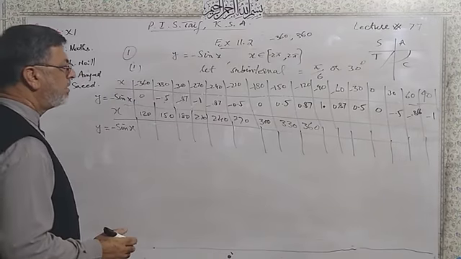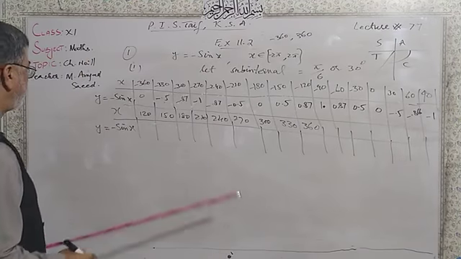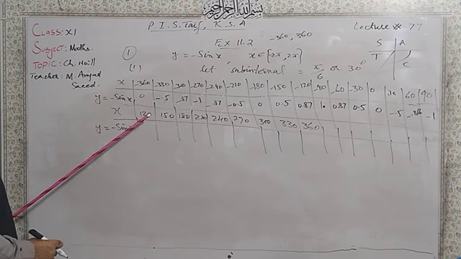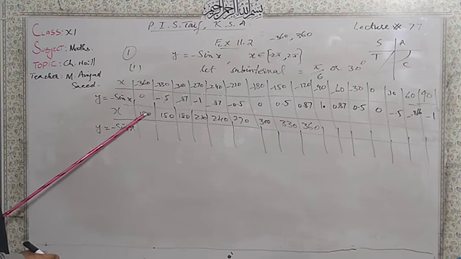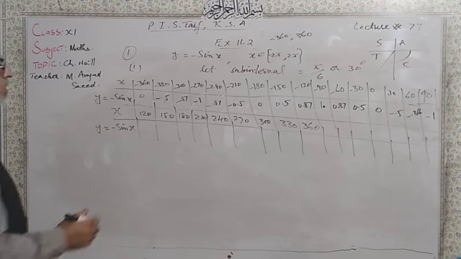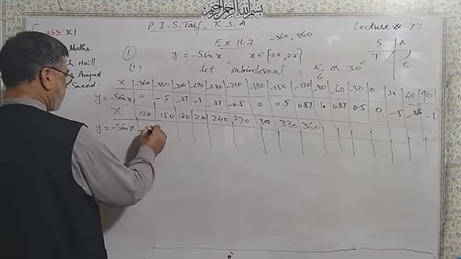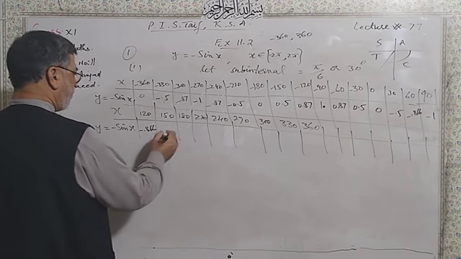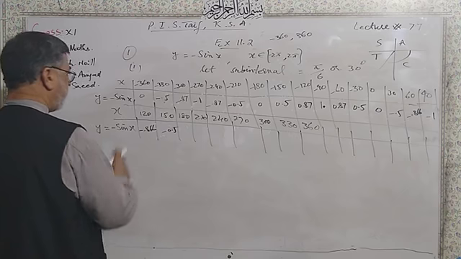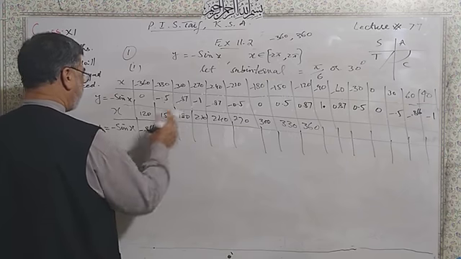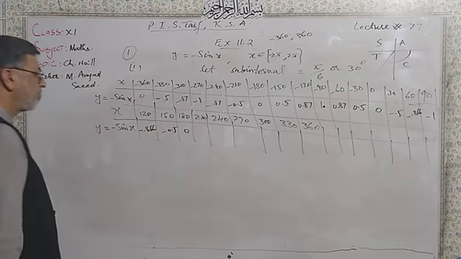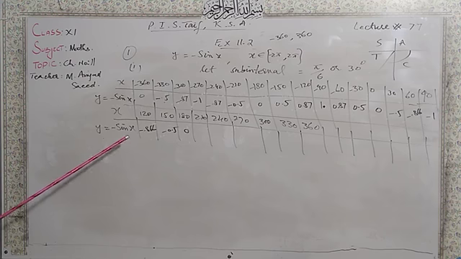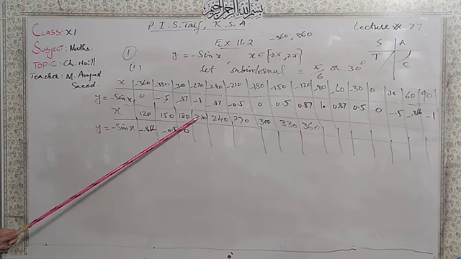Here is sine 120. This is positive, but because of this negative sign, it will be minus. So here is minus 0.866, minus 0.5, and sine 180, that is 0. Dear students, after that, sine 210.